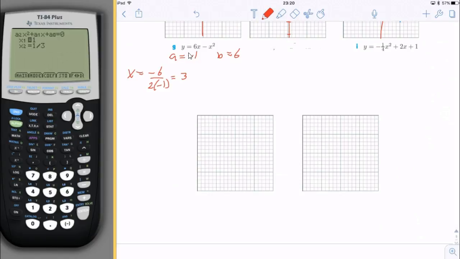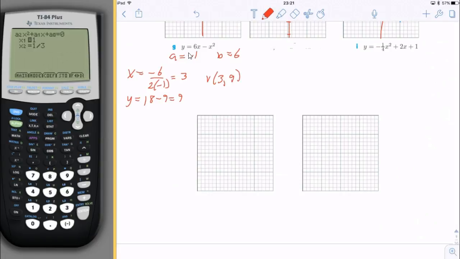The y coordinate for the vertex, which corresponds to this x coordinate of 3, we can find by putting 3 in for x. So we get 6 times 3 is 18, minus 3 times 3, which is 9. So the y value is 9. So the vertex is going to be 3, 9.